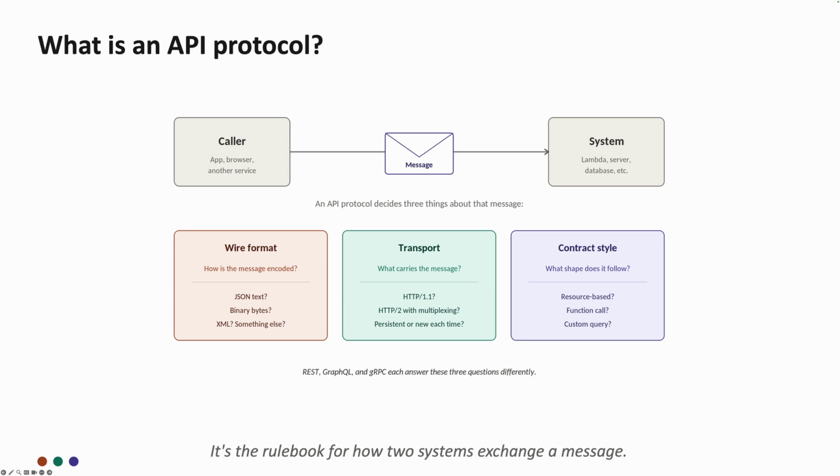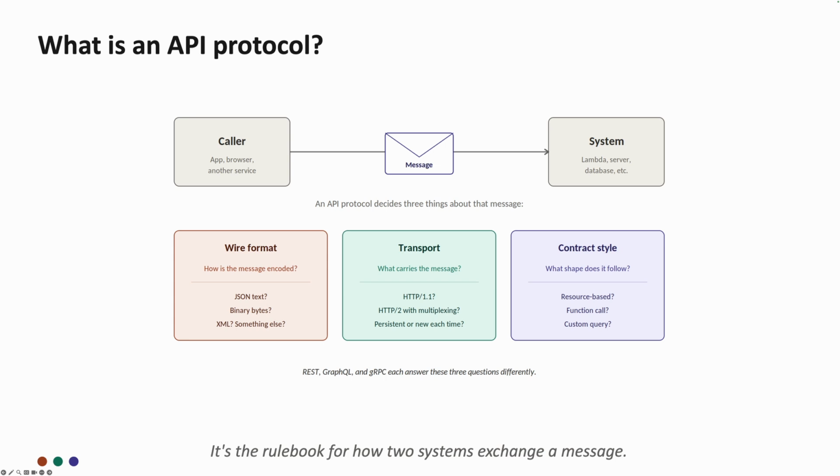Basically, when two pieces of software talk to each other across a network, they need to agree on three things. They need to agree on what the message looks like. Is it text you can read, or is it packed down into bytes? They need to agree on what carries it, what kind of network connection, and they need to agree on the shape of the conversation. Am I asking for a thing, or am I telling you to do a thing, or am I sending you a big list of what I want?